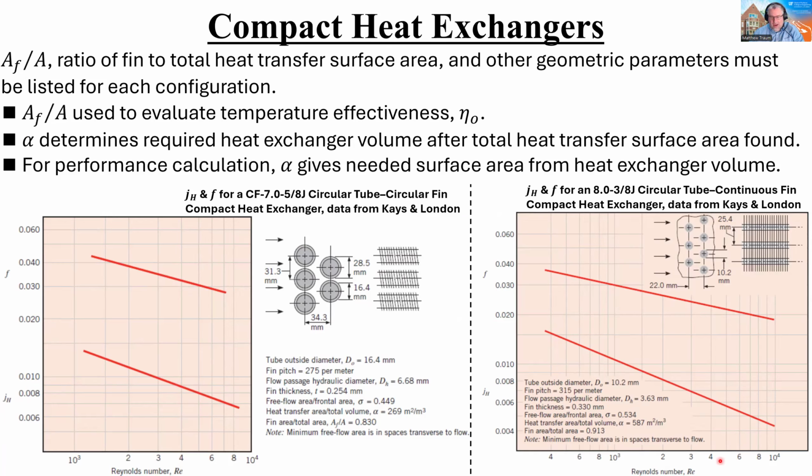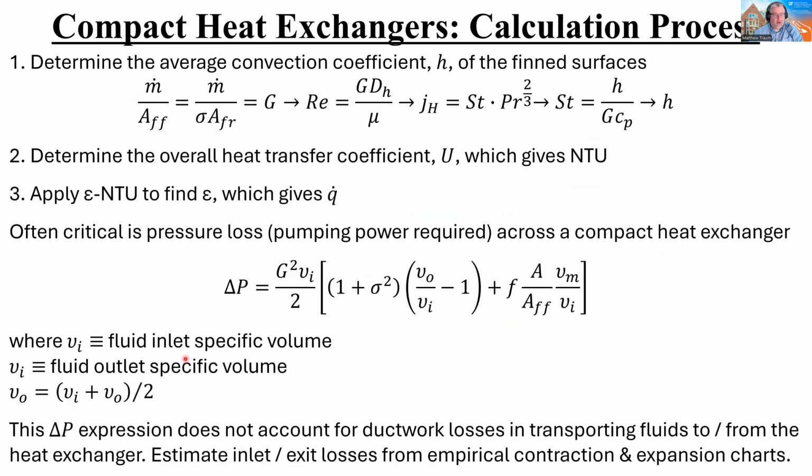So over here, if we had a Reynolds number of 4, we read up to where it hits the J factor line, and then we read across at 0.006, right? These are two different heat exchangers. These are curves from the manufacturer. That's typically where that value comes from.